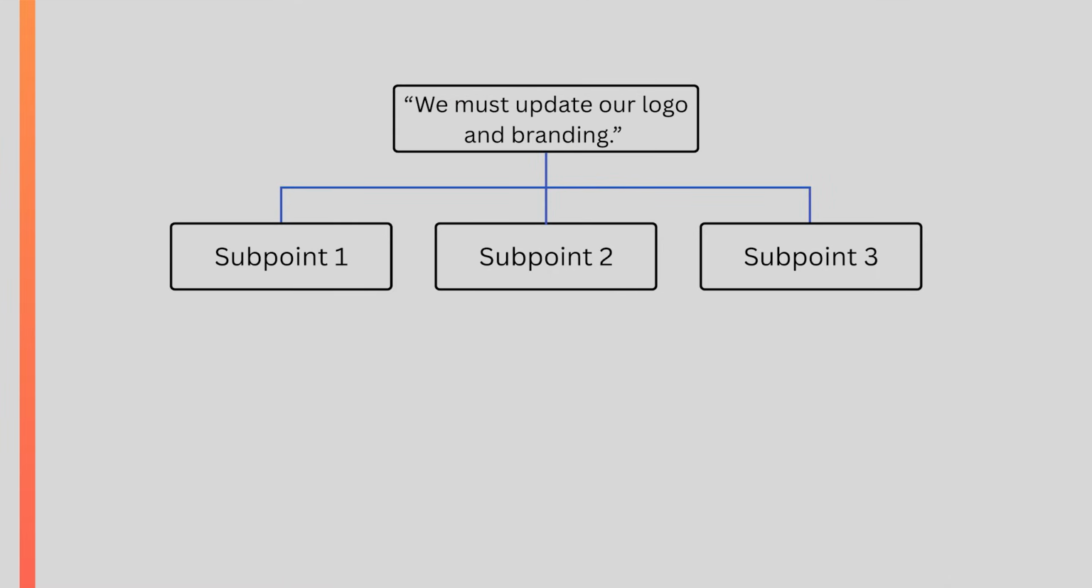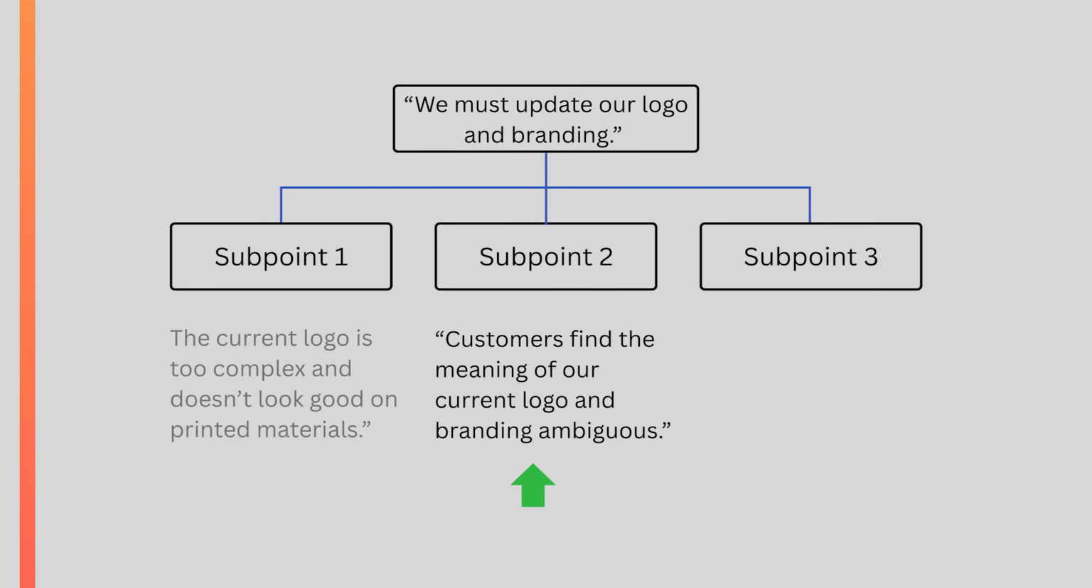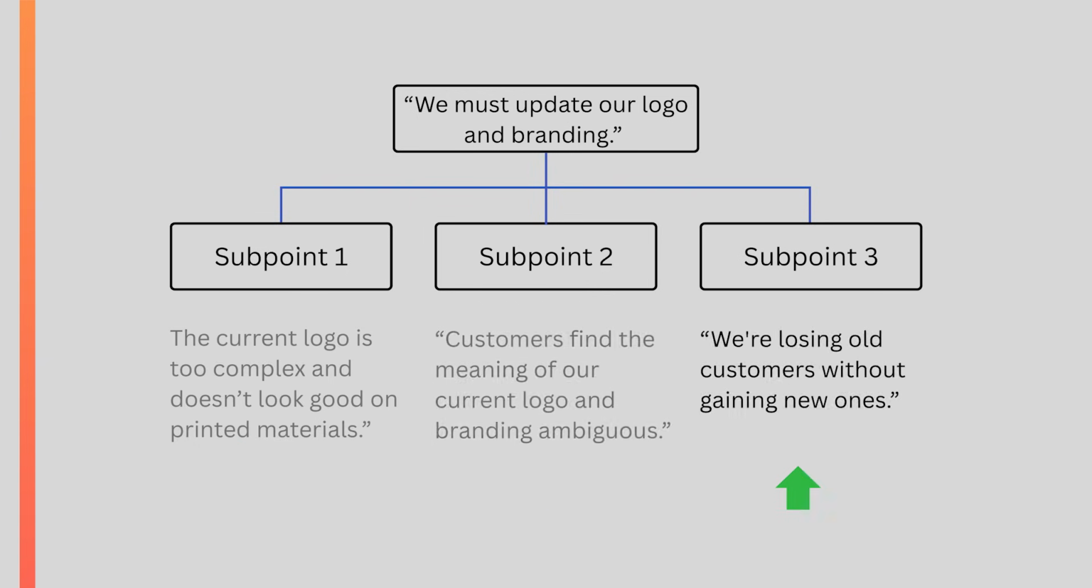For example, my 3 reasons for wanting to update our logo and branding are, number 1, the current logo is too complex and it doesn't look good on printed materials. Number 2, customers find the meaning of our current logo and branding ambiguous. And 3, we're losing old customers without gaining new ones. In that example, I've been giving 3 reasons or justifications to support my overall level 1 argument.